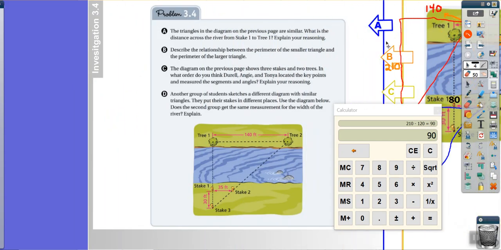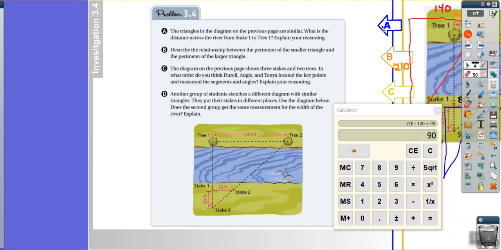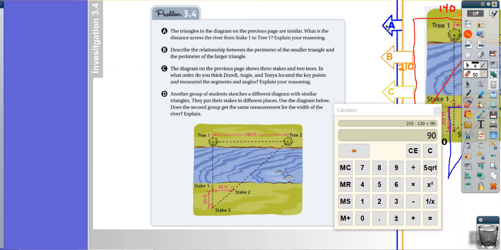Love it. Question B, describe the relationship between the perimeter of the small triangle and the perimeter of the large triangle. Well, if the scale factor is 1.75, then the perimeter must also be 1.75. C, the diagram on the previous page shows 3 straight, blah, blah, blah. What order do you think, Darrell? You can skip this one totally, because we talked about that in the launch.